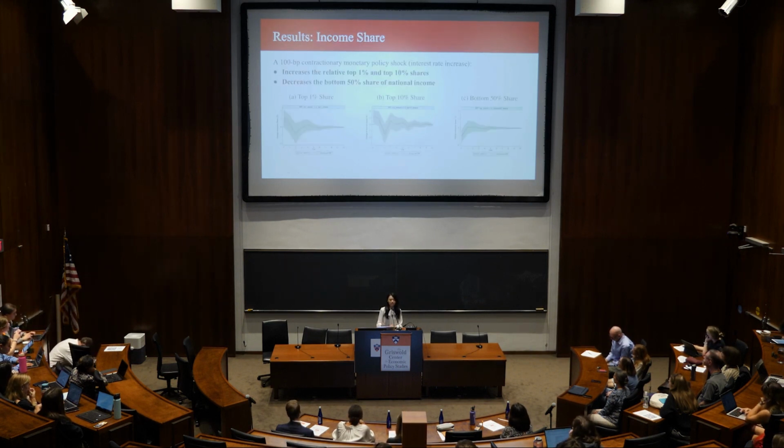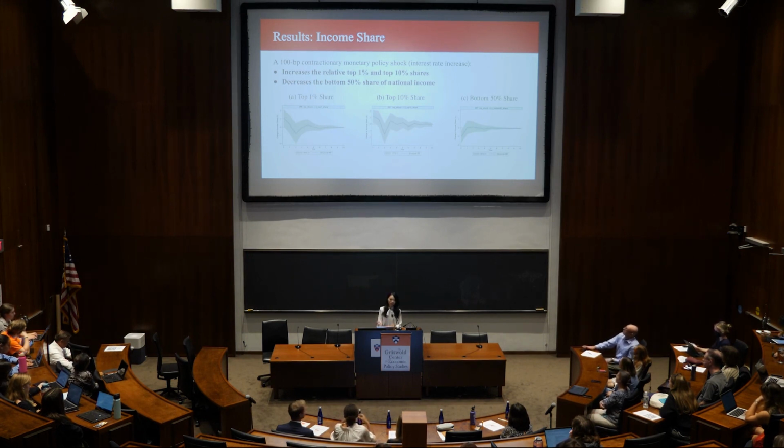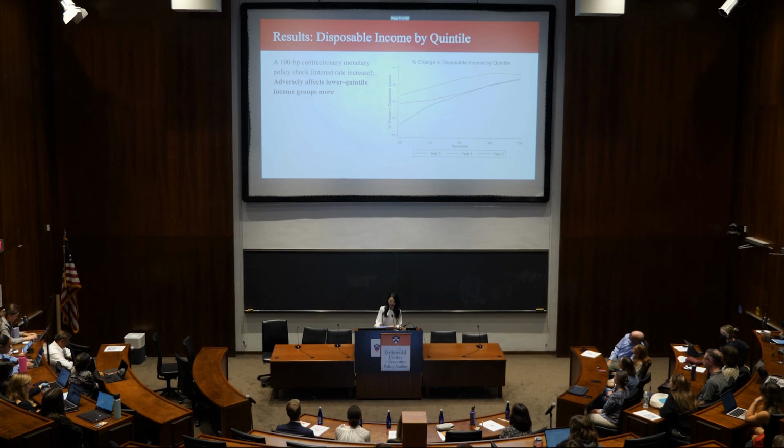So after running those regressions, my results showed that a contractionary monetary policy shock, which I calibrated to be a 100 basis point or a 1% increase in the interest rate, increases inequality in China by increasing the relative top 1% and top 10% share and decreasing the bottom 50% share of national income. Now, using disposable income by quintile as my outcome of interest, I found similar results, where you have lower income quintiles affected more than the higher quintiles.